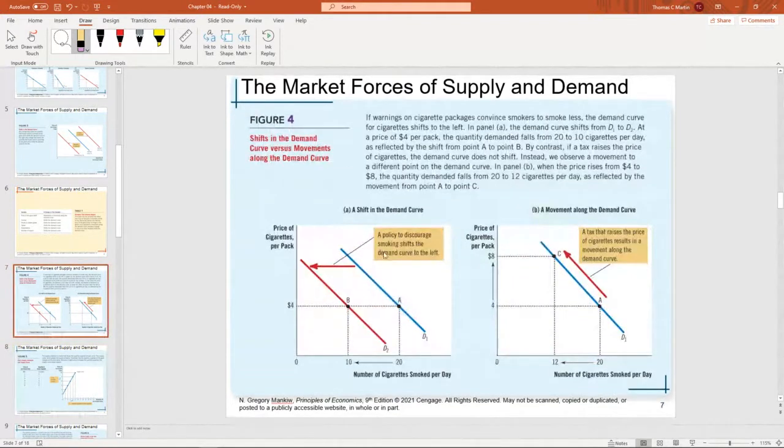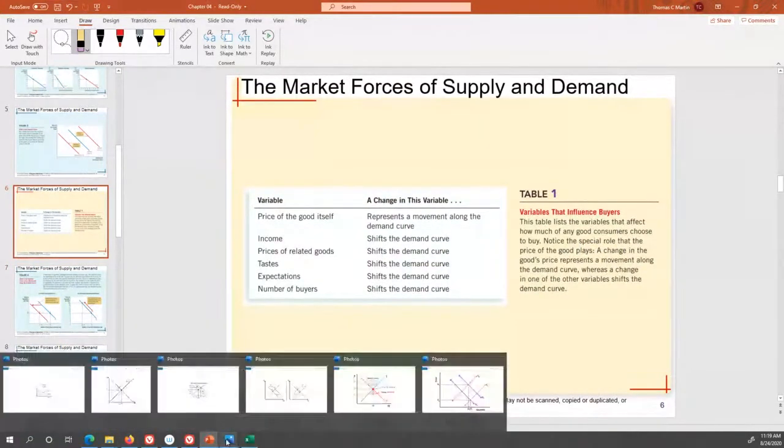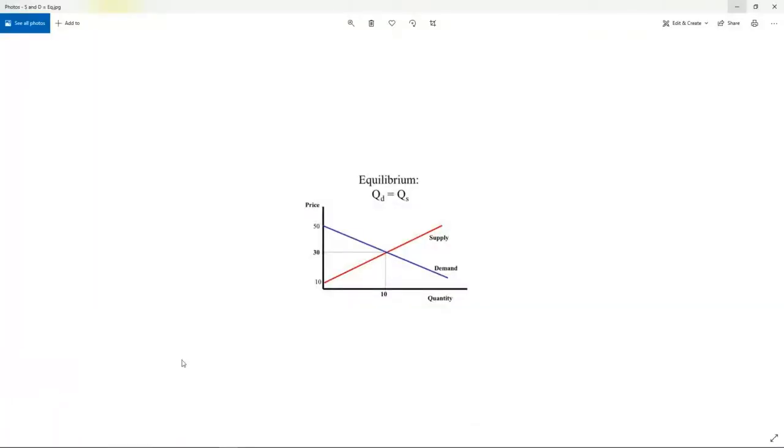Here, they're showing policy to discourage smoking. This isn't really the one I wanted to see. I'm going to bring up a basic supply and demand curve. Okay. And looking at this, let's see if I can draw on it.